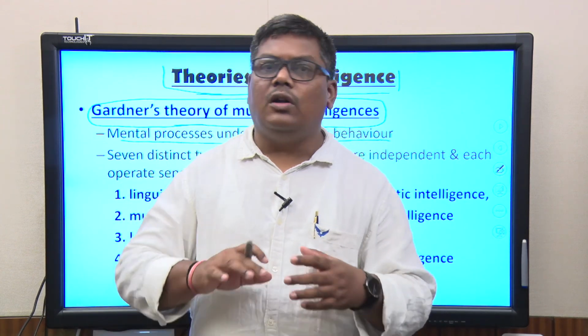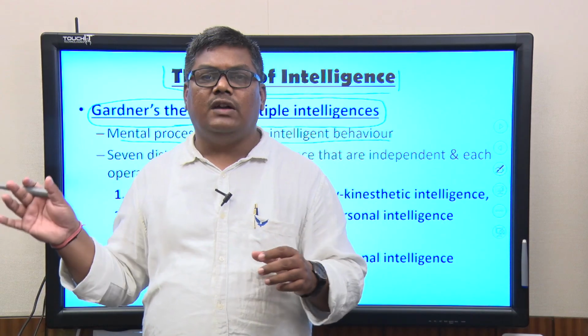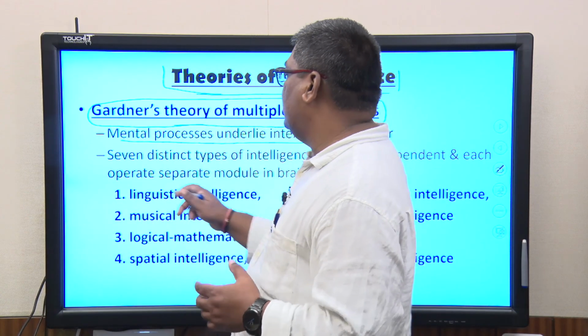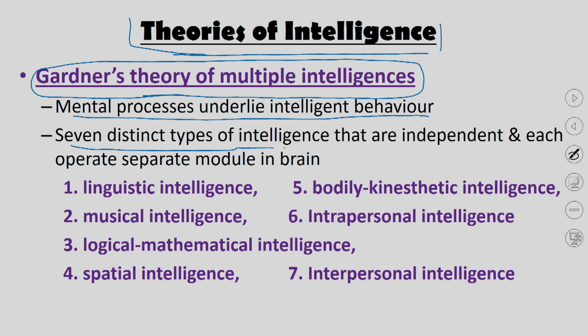So, people can be good on one factor and bad on another factor, and that is tolerable. He believes that there are 7 distinct types of intelligence that are independent of each other and operate in separate modules of the brain. What Thurston believes is that the brain has 7 different modules, and people may have some of the modules or may not have all the modules. All these intelligence types are independent of each other, not dependent, and they can function as a separate, separately developed module.